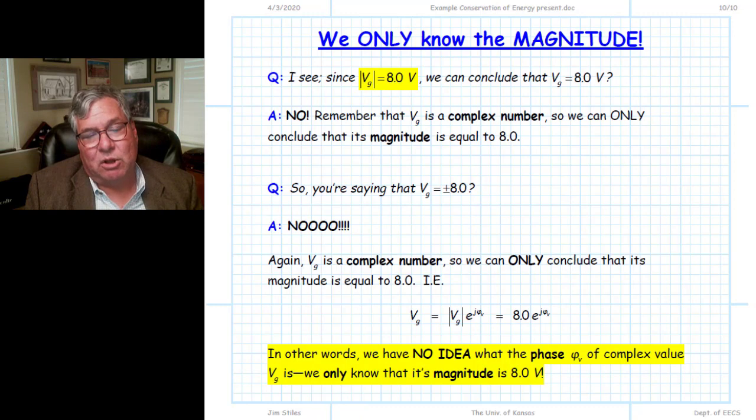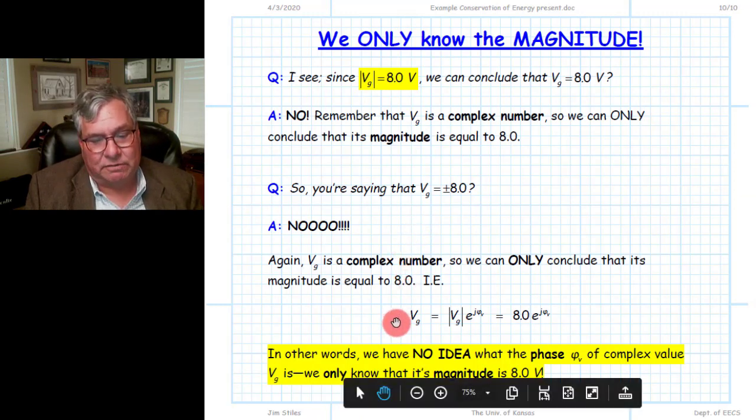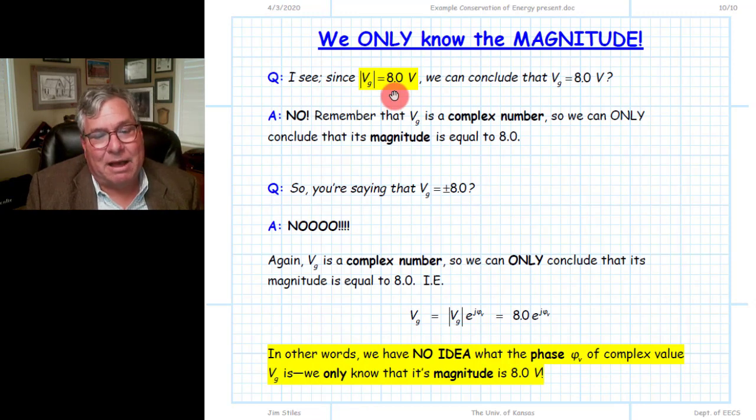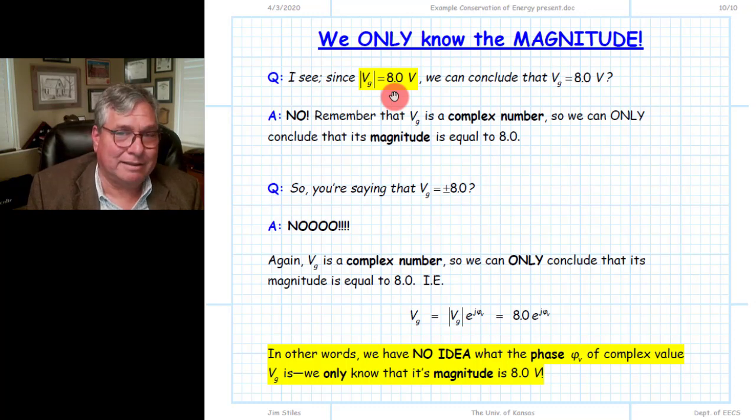From this problem, the only thing we can determine is the magnitude of this open circuit voltage Vg, and it's equal to 8, and we need to stop there and not try to determine anything further about the value of Vg. Again, a complex number has a magnitude and a phase. Once we know the magnitude, it doesn't tell us anything about the phase, just like knowledge of the phase doesn't tell us anything about the magnitude. They're independent values.